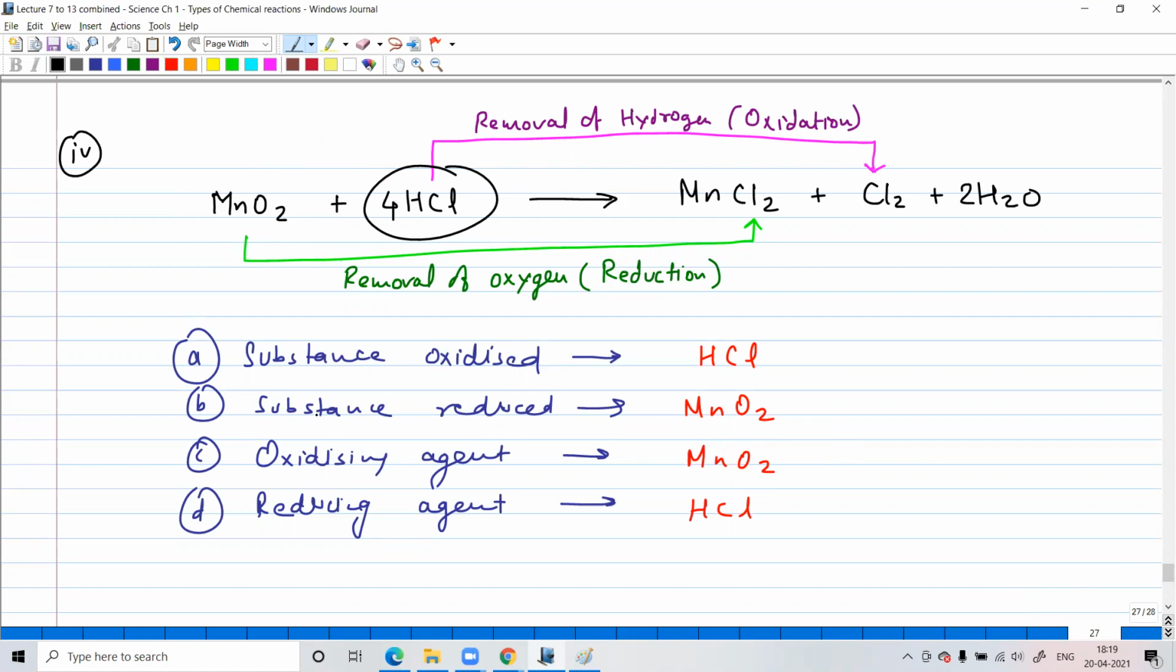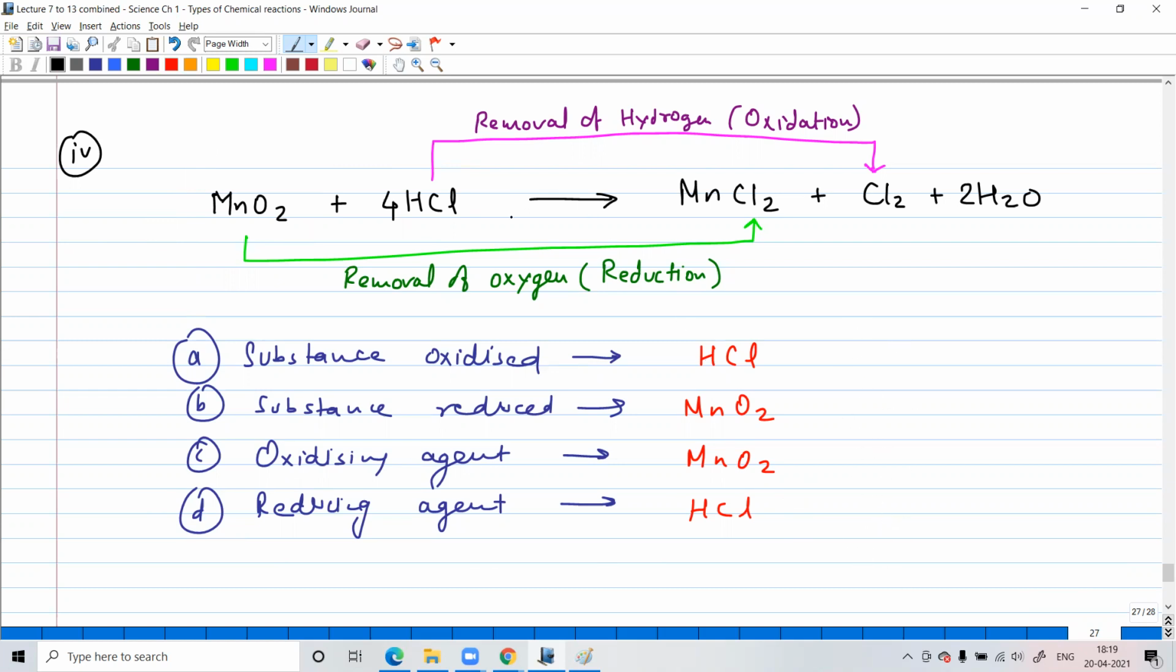Same way, what is the substance that got reduced? This one got reduced. Why did it get reduced? Because of the hydrochloric acid. So hydrochloric acid becomes the reducing agent. So this is how you will identify the 4 substances over here.